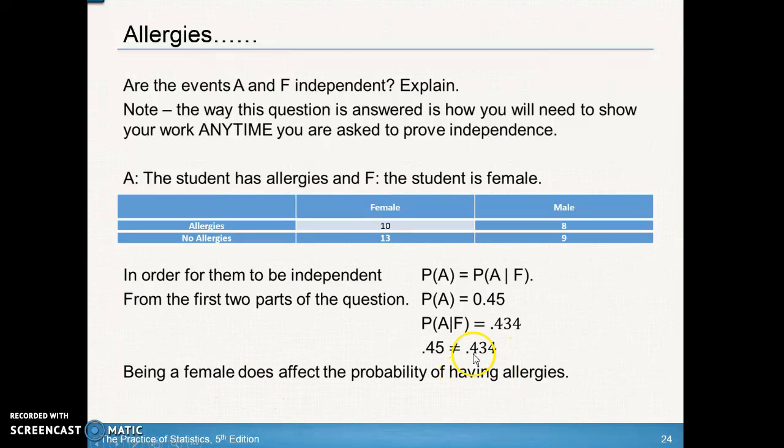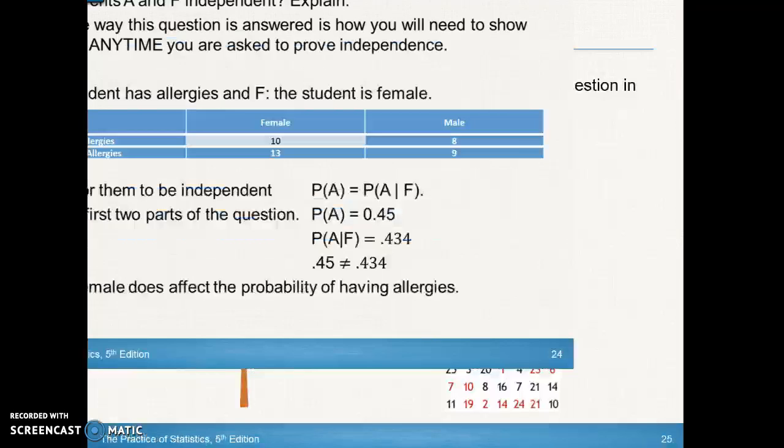So being a female does affect the probability of having allergies. Allergies is 45%, but females have a lower percentage of allergies, so maybe being a female makes you have less allergies. Therefore, they're not independent.